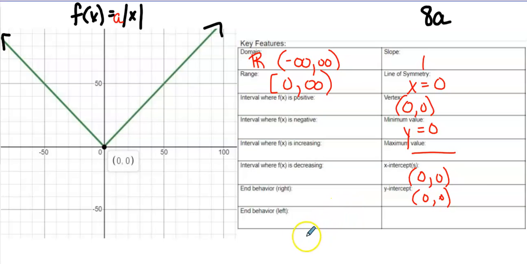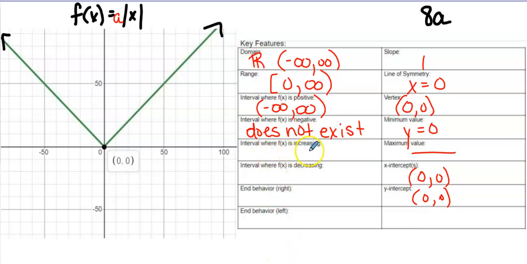All right, we'll go ahead and do the interval where f of x is positive. That's where the y's are positive, which is above the x-axis. This whole graph is above the x-axis, which means the interval where it's positive is from negative infinity to positive infinity. The interval where the y's are negative is down here. There's no part of that graph down there, so we would say does not exist. You could put a circle with a line through it if you wanted to. Does not exist is the most common thing you'll see.